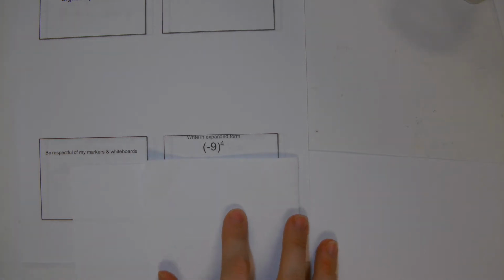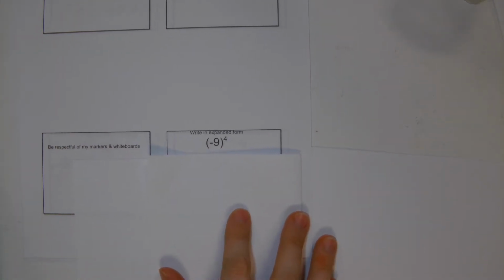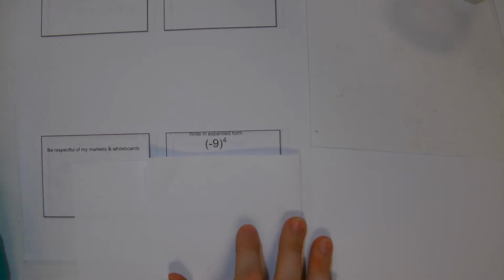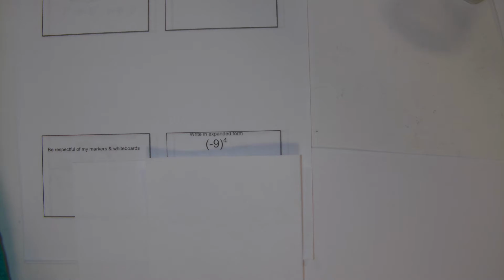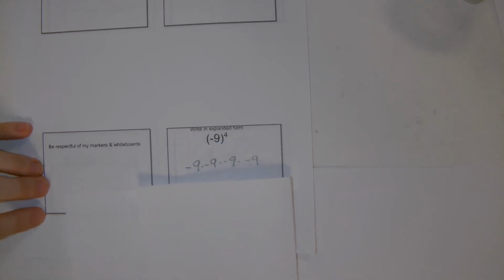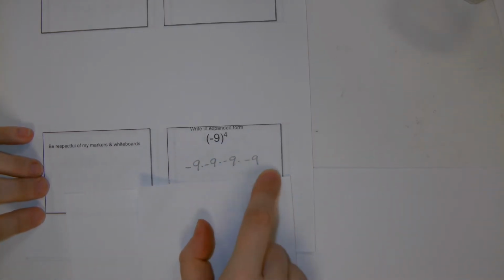All right, this is Exponents Day 2, in case you missed class. So we're actually going to start with a little bit of review. Take a minute on your paper, try this one out. Just write this in expanded form, parentheses -9 to the fourth. Pause the video and try it out. So you should get -9 times -9 times -9 times -9.